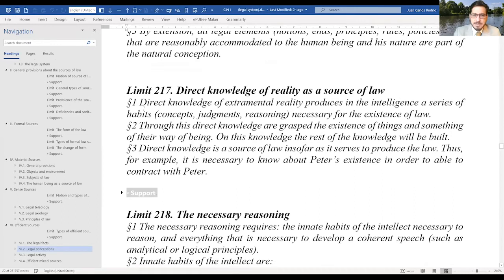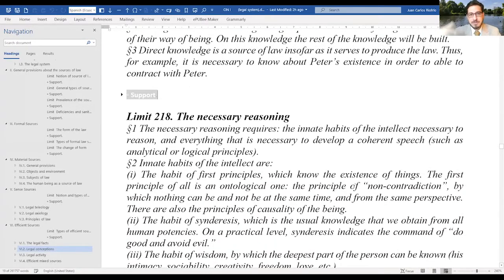Direct knowledge of extramental reality produces in the intelligence a series of habits, concepts, judgments, reasonings necessary for the existence of law. Well, I just put here one example. Thus, for example, it is necessary to know about Peter's existence in order to be able to contract with Peter. It's so evident that we need absolutely this kind of knowledge to construct any kind of legal reasoning, any kind of law, even.